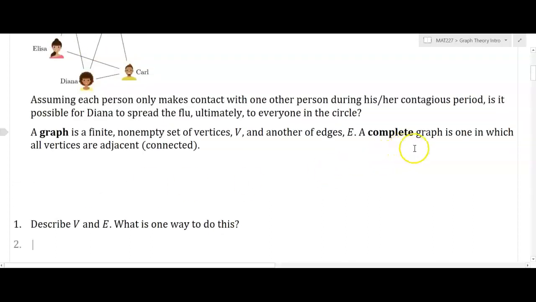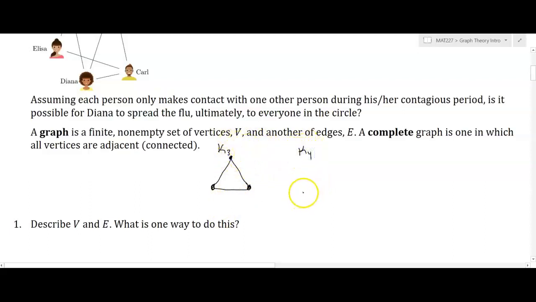A complete graph is one in which all vertices are adjacent. So for example, if we only had 2 vertices, this would be considered a complete graph, because every vertex connects to every other vertex. And if I added a third one, as long as I connected that third vertex to every other vertex, this would be a complete graph. This would be K3. That's the notation we use for a complete graph with 3 vertices.